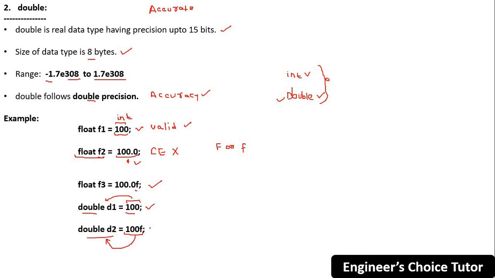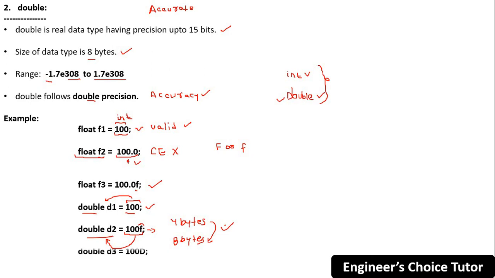This is a float type value, right? Because f is present here. And float is 4 bytes only, and double is 8 bytes only. Do you think any loss will be there? If I assign 4 bytes of data into 8 bytes, no loss, right? So it is 100% valid.